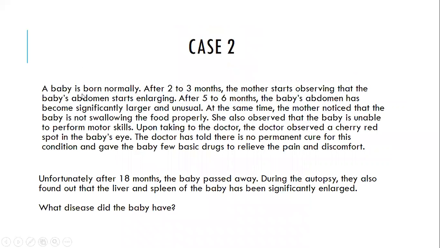Now, for case 2, a baby is born normally. After 2 to 3 months, the mother starts observing that the baby's abdomen starts enlarging. After 5 to 6 months, the baby's abdomen has become significantly larger and unusual. At the same time, the mother noticed that the baby is not swallowing the food properly. She also observed that the baby is unable to perform motor skills. Upon taking the baby to the doctor, a cherry red spot was observed in the baby's eye.